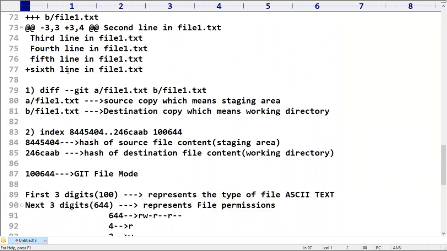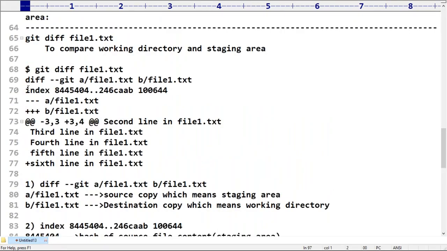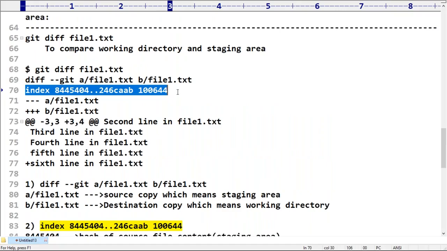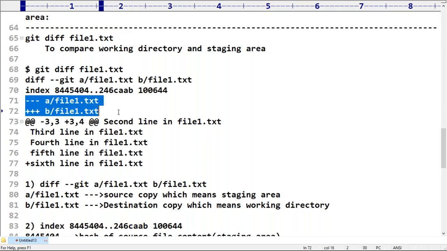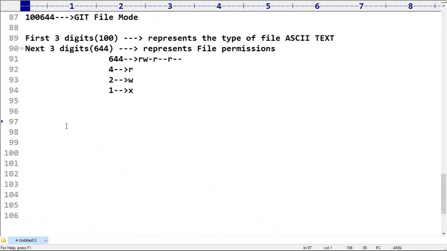So the second line indicates the file mode and file permissions, and after that the hash of the source copy and the hash of the destination copy. Next, take very special care about the third line. This is the third line.